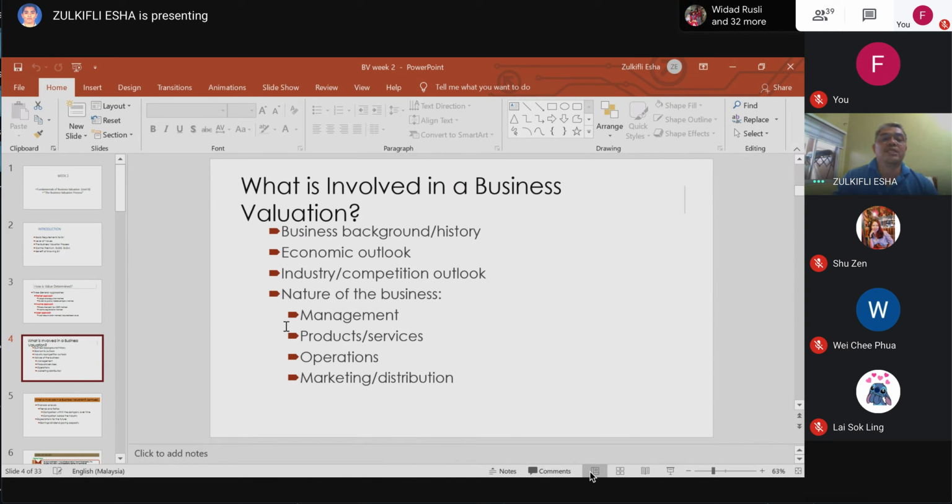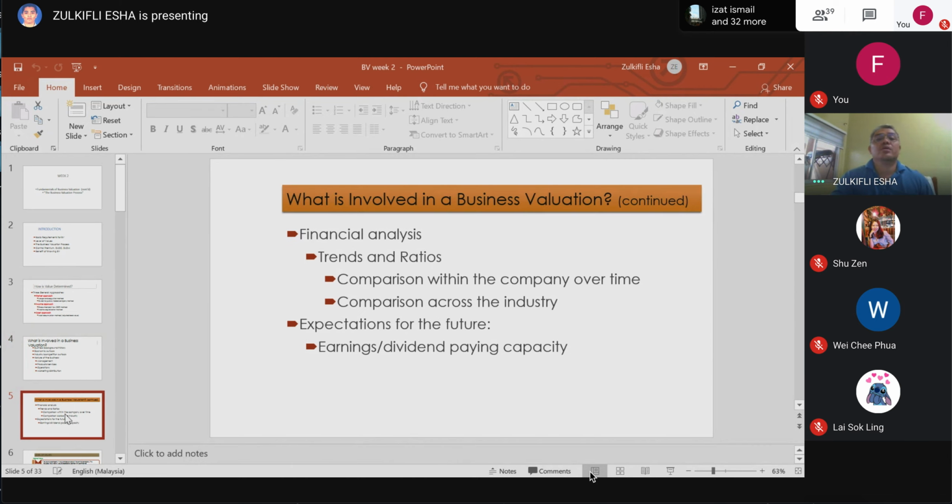And then you need to know the nature of the business, the management, the product or services offered, the operation and marketing and distribution. Then you need to know your financial analysis, trend and ratio analysis. So you need to know about the company's profit, the company's assets. That's why, as I mentioned in the first lecture, in order for you to do the business valuation, you need to recall your knowledge on the financial aspect of the company.